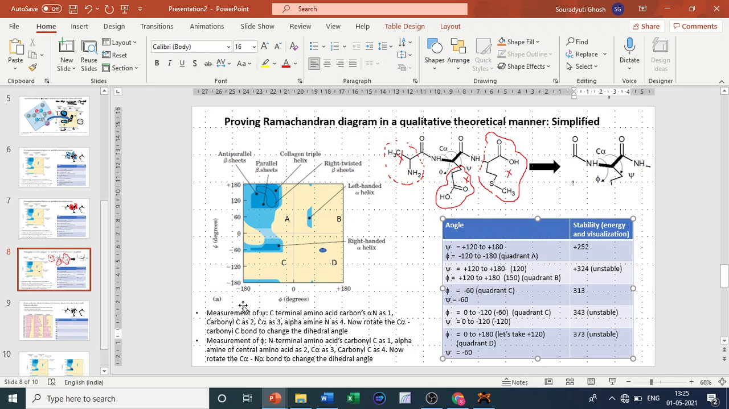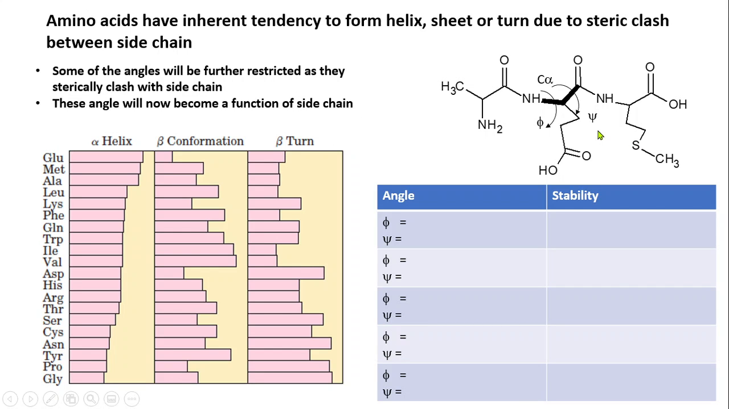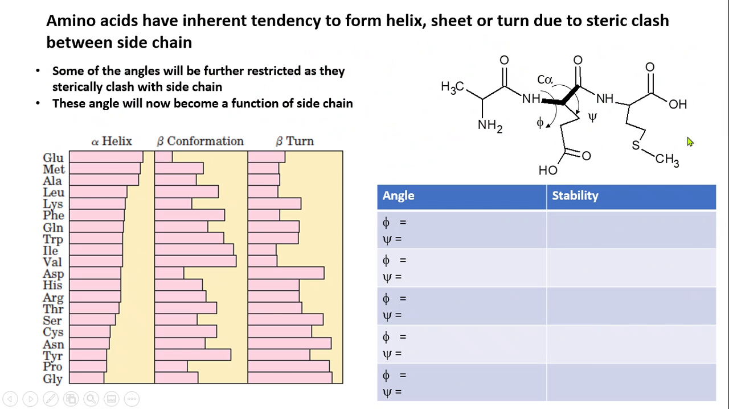So that's how you can qualitatively prove the Ramachandran diagram. Now, what we just discussed is the interaction between the dihedral plane on this side and the dihedral plane on this side. We did not take into account the side chain. Remember that the side chain will also participate in steric clash and would restrict some further rotation.